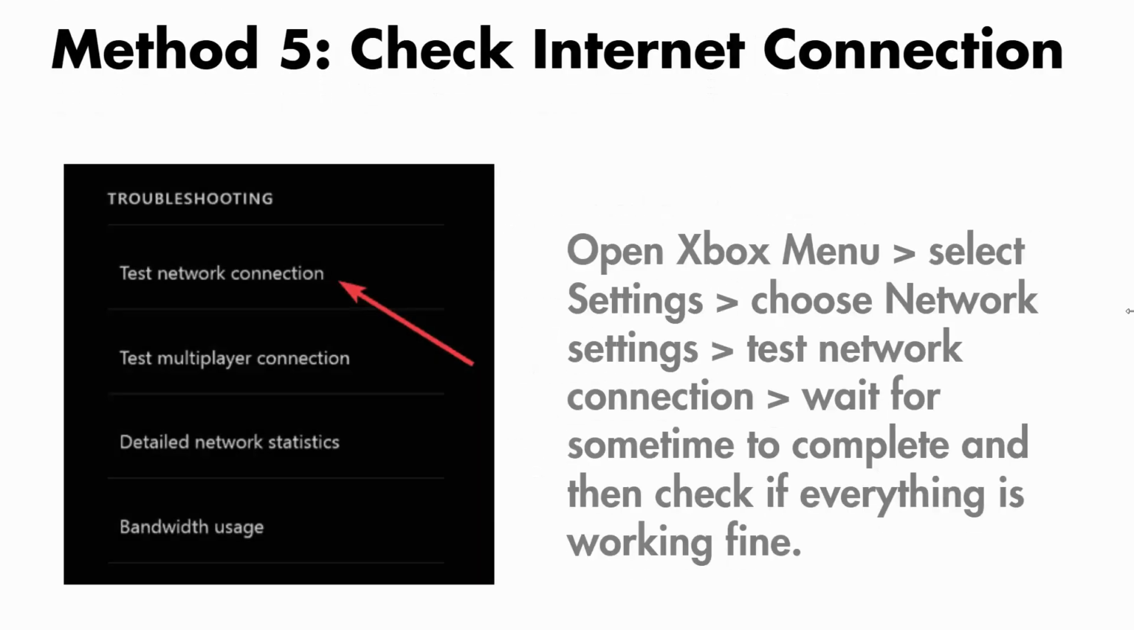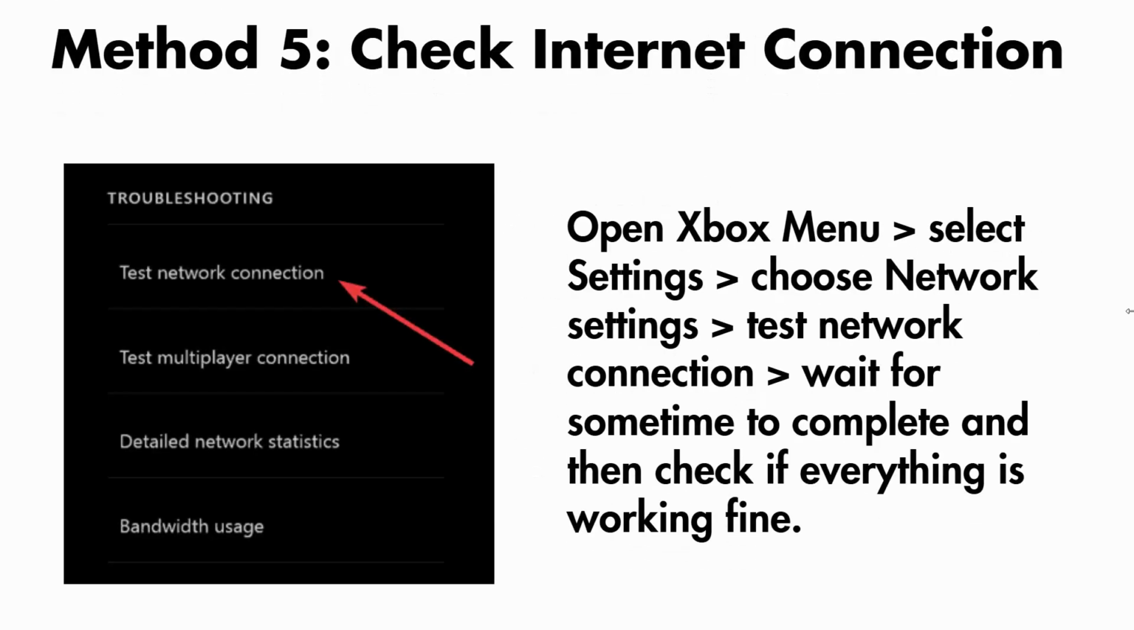Next is to check internet connection. For that, open Xbox menu, select settings, choose network settings, click on test network connection. Now wait for some time to complete and then check everything is working fine.